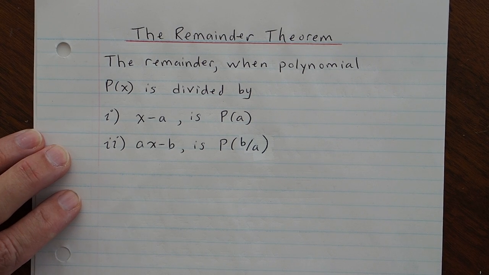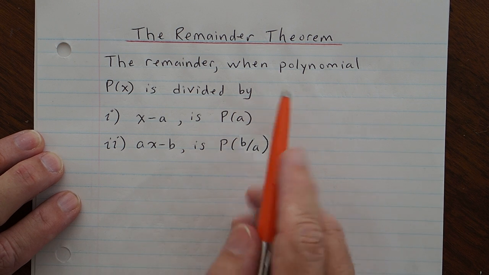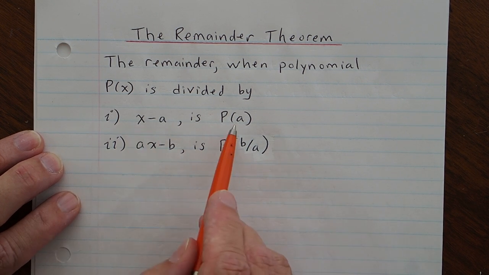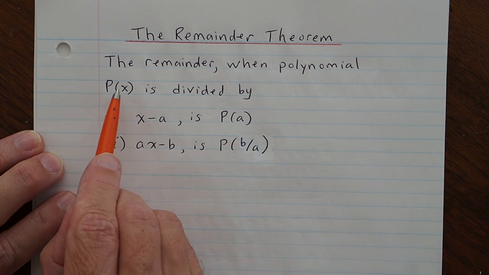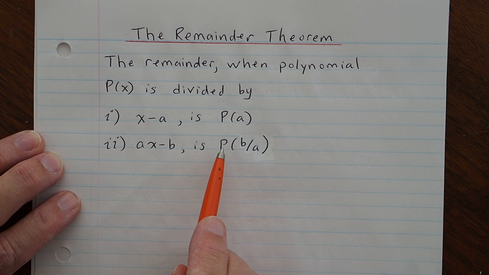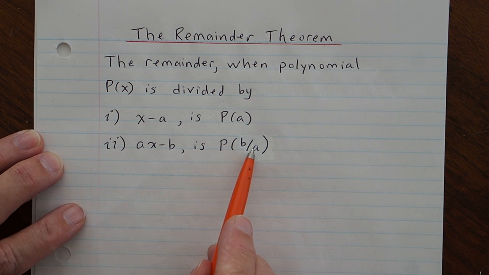Today, the humble math tutor brings you the remainder theorem. The remainder, when polynomial p at x is divided by x minus a, is p at a. But if p at x is divided by this more complex binomial, the remainder is p at b over a.